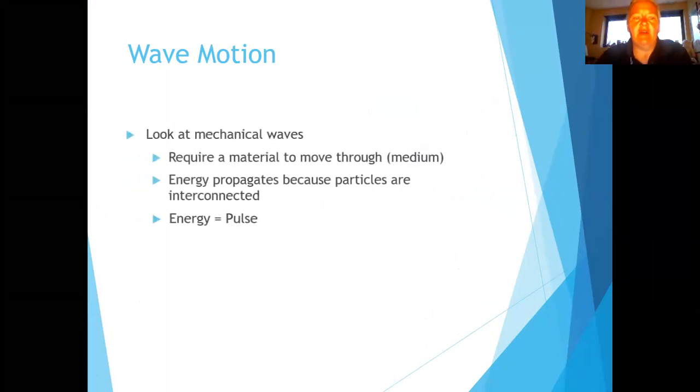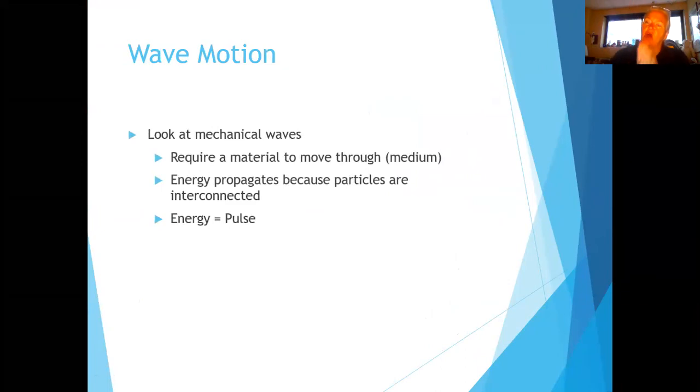So wave motion, we're going to particularly start with mechanical waves. So things like sound waves, earthquake waves, waves on a string, and so forth. Light waves are not mechanical waves. And the big difference between mechanical waves and light waves is mechanical waves need a medium to move through. They need a medium to oscillate in and propagate in, whereas light waves don't need that.